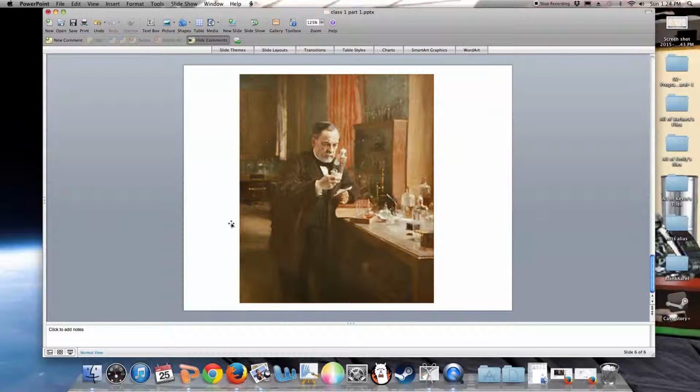Now, in the 1870s, along comes Dr. Louis Pasteur, who publishes a book called Germ Theory in Medicine and Surgery.